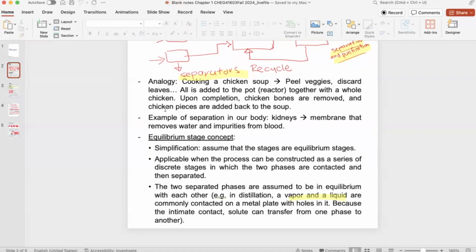Let's go through the equilibrium stage concept. This is a simplification that assumes that the stages are equilibrium stages, applicable when the process can be constructed as a series of discrete stages in which the two phases are contacted and then separated. The two separated phases are assumed to be in equilibrium with each other. For example, in distillation, a vapor and a liquid are commonly contacted on a metal plate with holes in it. Because of the intimate contact, solute can transfer from one phase to another.